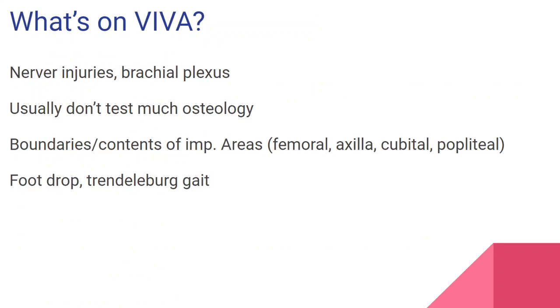So VIVA, like I said, they test you mostly on nerve injuries for the brachial plexus. There isn't a lot of osteology on Viva, so I wouldn't recommend spending a lot of time during your prep month covering osteology. It's not as important. That has been my experience. It might be different for your university, so I would really suggest looking over past papers as your biggest resource for preparing for any test. Boundaries and contents, like I mentioned, is very important. And for lower limb, you do need to know foot drop and Trendelenburg gait.